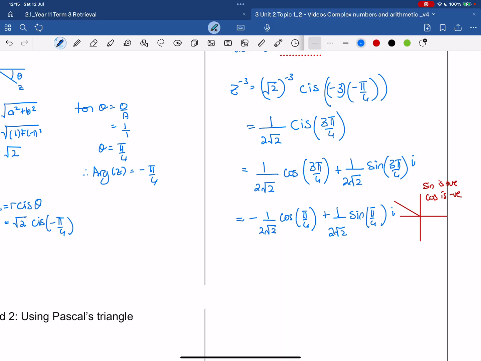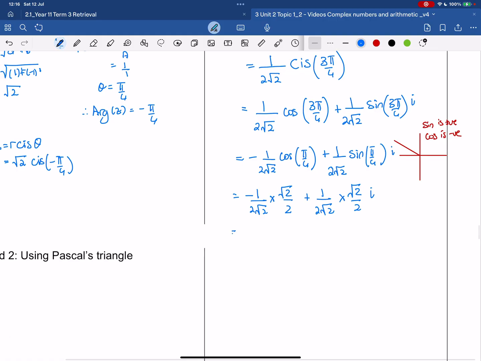Alrighty, now cos of pi on 4 and sine of pi on 4 are both root 2 on 2. So what I've got is negative 1 over 2 root 2 times root 2 on 2 plus 1 over 2 root 2 times root 2 on 2 i. Alright. And now I can cancel out and work through. So I have negative 1 on 4 plus 1 on 4 i. All right, and that's in Cartesian form, and that is z to the negative 3.